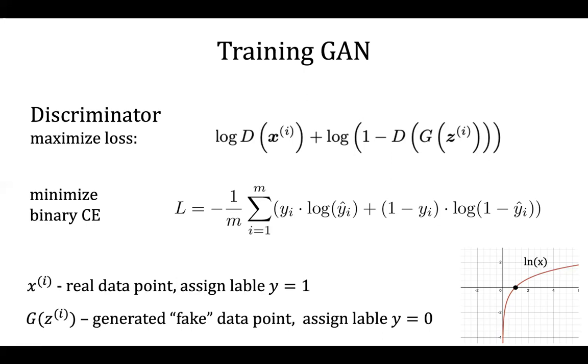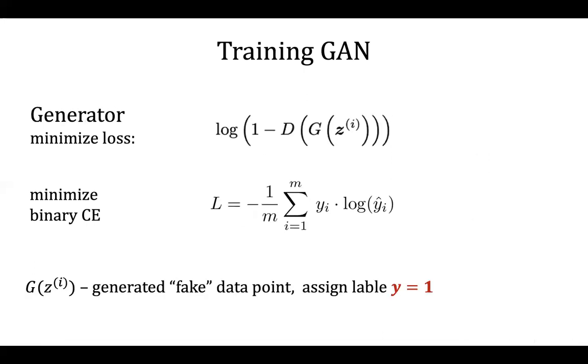In this case, the objective goal for the discriminator is to increase the probability put on the real data and decrease the probability put on the fake data. In the case of the generator, the objective is the opposite. The generator wants to put more probability on the fake data. And again, we just need to provide appropriate labeling. We need to assign the label y equals 1 for the fake samples in order to get a similar formulation to the one in the original paper.